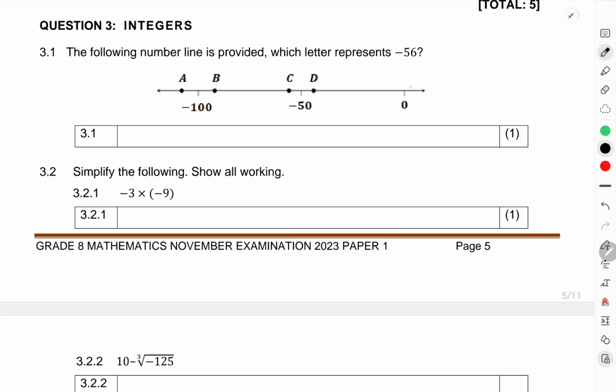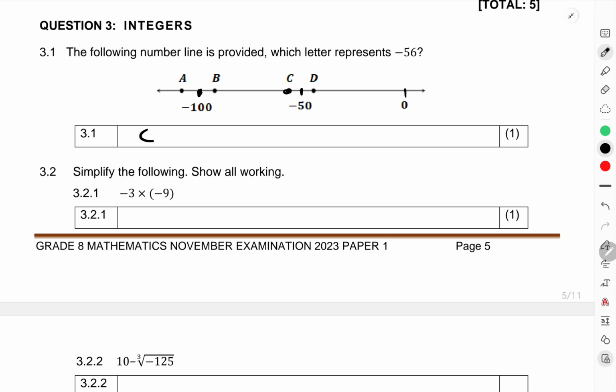So here we are being told it is 0, here it is 50, and here we have the value of 100. Obviously, here we have our 50. Obviously, if here we have 100, our 56 is roughly going to be found here. Which letter represents negative 56? That letter is going to be letter C.